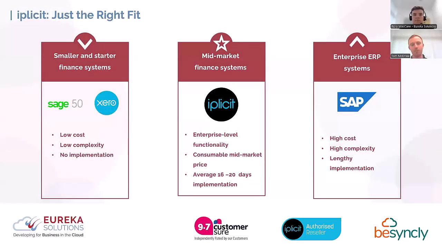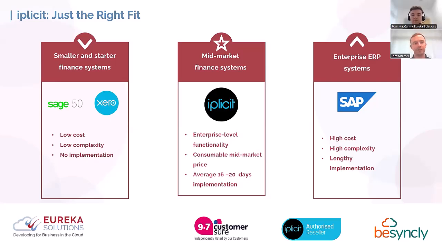But we spoke a little bit about where Iplicit's positioned, and it's probably quite an important point to mention in terms of where it sits within the market, and where Iplicit themselves and us as a partner position it. So what we traditionally see is a lot of businesses, and I dare say there's some on the session today, who are maybe using smaller, starter solutions, maybe the likes of Sage 50, which are great solutions for a certain size of business. That's why we tend to see a lot of businesses staying on them so long.